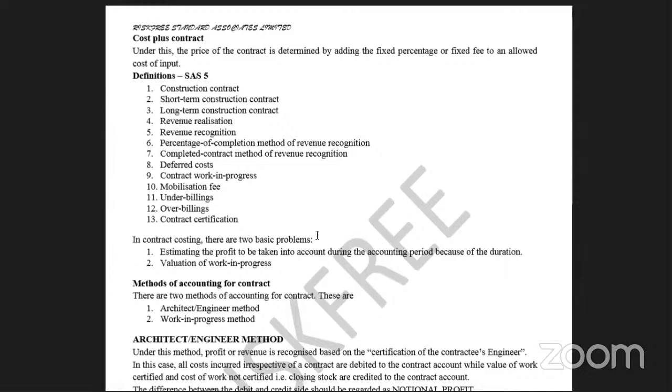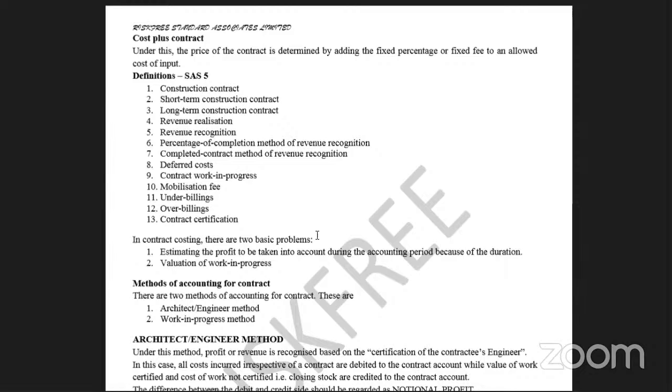When we talk about construction contract, we are looking at a contract that lasts for more than 1 year. We also look at short-term construction contract, where transactions are done within a short period of time, while long-term are the ones that will last for more than 1 year.